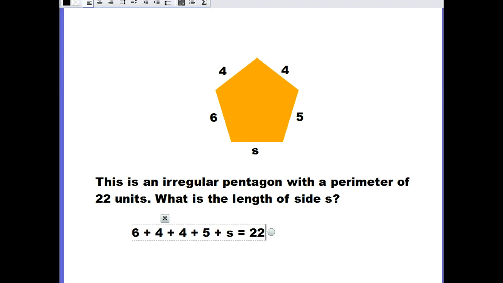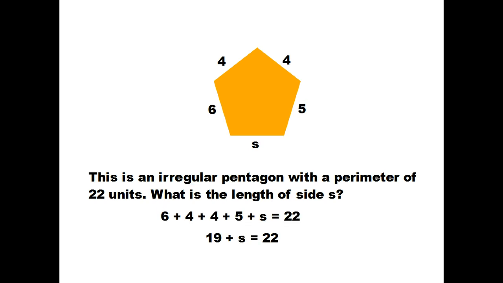So we've got 6 plus 4 plus 4 plus 5 plus the side we don't know about is going to add up to 22 units. Well, there I've got my numbers recorded. Let's go ahead and add together the numbers we already know. And when you add 6 plus 4 plus 4 plus 5, you get 19. So 19 plus the length of side S will give us our perimeter of 22. Algebra tells us if we're adding to get the total, to find the piece we're missing, we'll subtract. So our total perimeter of 22, taking out the pieces we already know, 19, will give us the side we're missing, S. 22 minus 19 is 3.